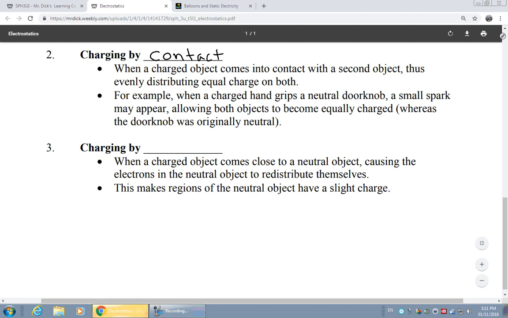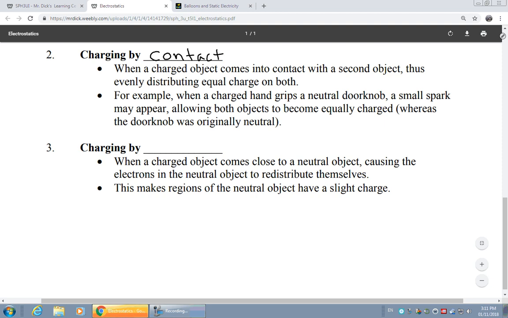And so that doesn't require full friction. We don't really need to rub any objects together. It actually just requires a slight touch. That's why that word contact comes in. And that's when a charged object comes into contact with some second object, which might even be a neutral object, and we end up evenly distributing equal charges to both.